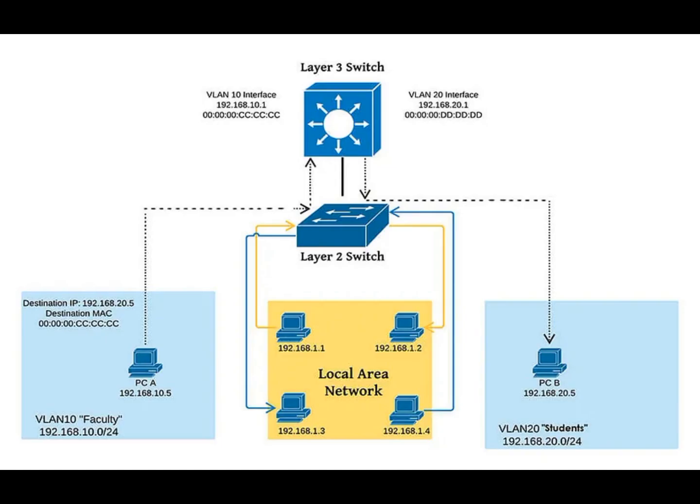Before forwarding the packet, the layer 3 switch adds VLAN tags to the Ethernet frame to indicate the VLAN membership of the packet. This ensures that the packet remains associated with the correct VLAN as it traverses the network.